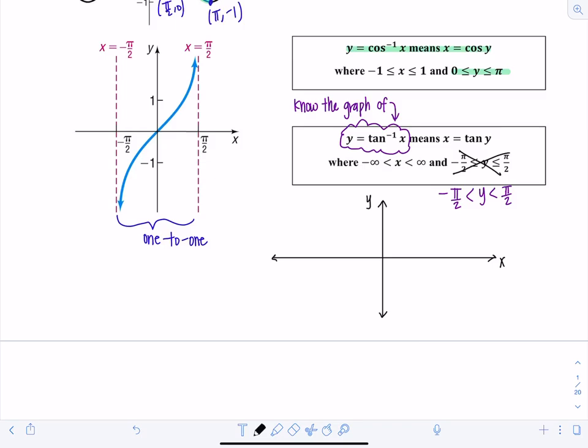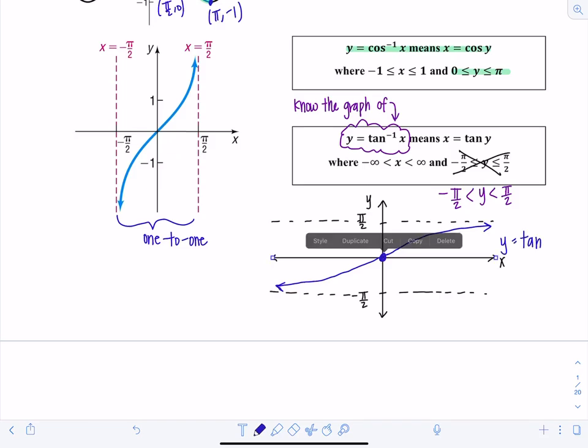Instead of having vertical asymptotes at negative pi over 2 and pi over 2, guess what happens? We have horizontal asymptotes at pi over 2 and negative pi over 2. So we'll draw our horizontal asymptotes here. Okay, and then we'll still go through the point 0, 0. And tan inverse is still an increasing function. It looks like cube root of x, basically, but it's bounded between two horizontal asymptotes. Okay, so this is the graph of y equals tan inverse of x.